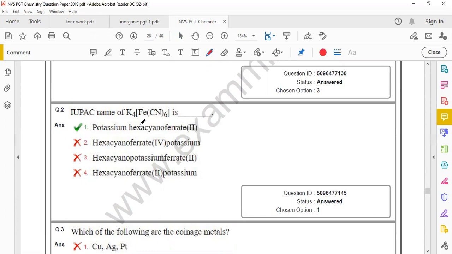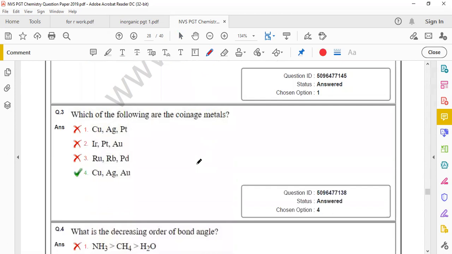So here you can see the IUPAC name. First we will write the name of the metal cation, so potassium, then the ligand. How many ligands? Hexa, six ligands are there. Hexacyano, it's a negative ligand, cyano, and ferrate. Why is it ate? Because the complex ion is negatively charged. So potassium hexacyanoferrate will be the right answer.